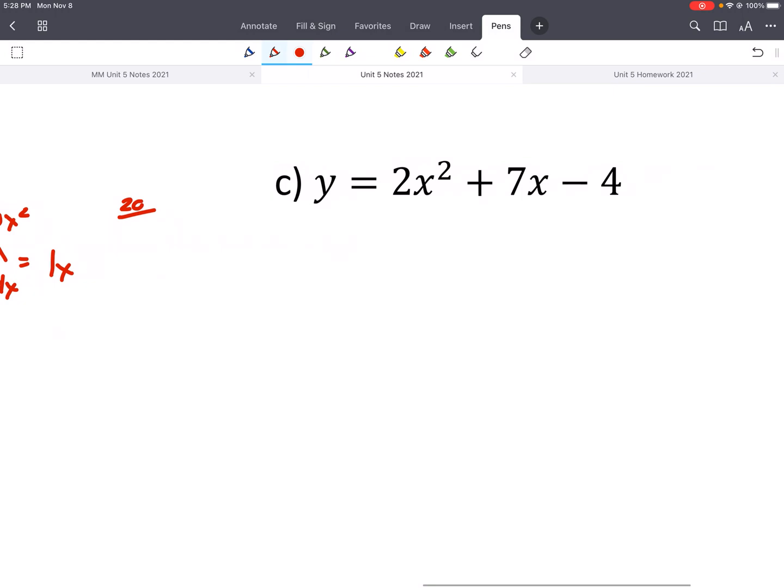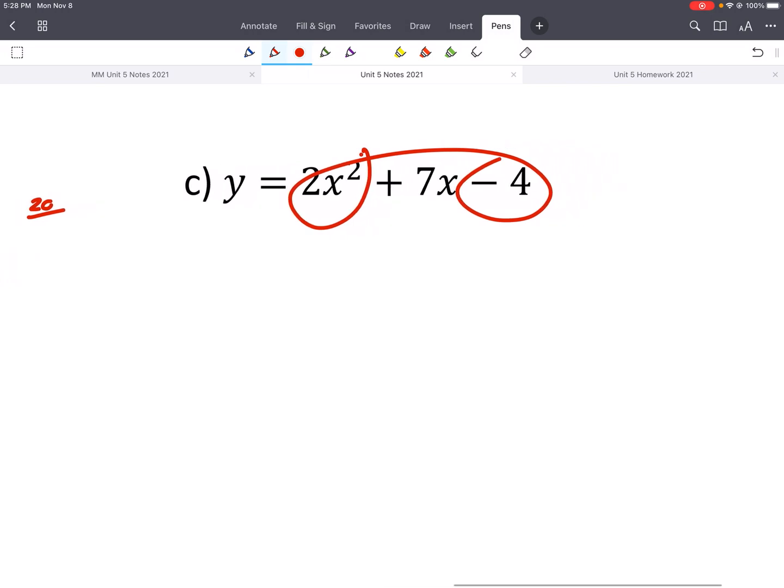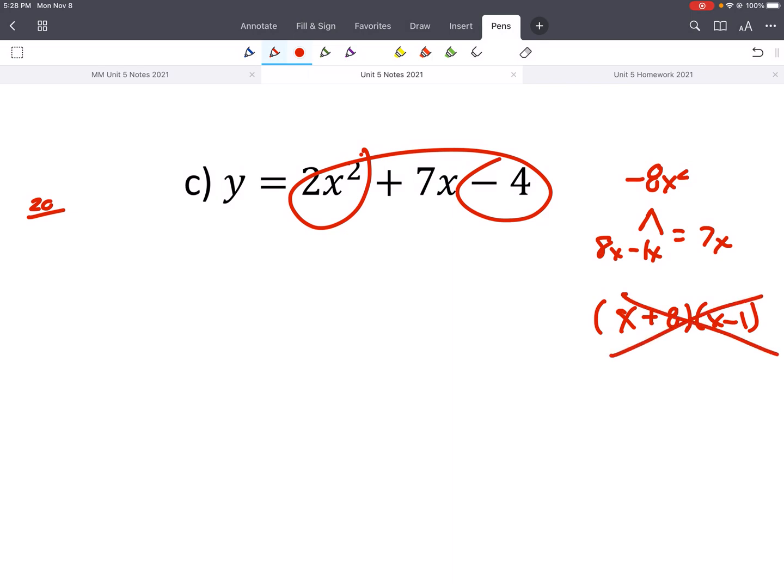All right, and then the last example. This one actually is an equation, but we would do the same sort of thing. We would do grouping, and see what multiplies to negative 8x squared and adds to 7x. And it looks like we could maybe do 8x minus 1x. So here, we cannot do this. We can't get our answer as x plus 8 and x minus 1. That's a no-no because A is not 1. We can't use the shortcut, so we would have to do grouping. So 2x squared plus 8x minus 1x minus 4.